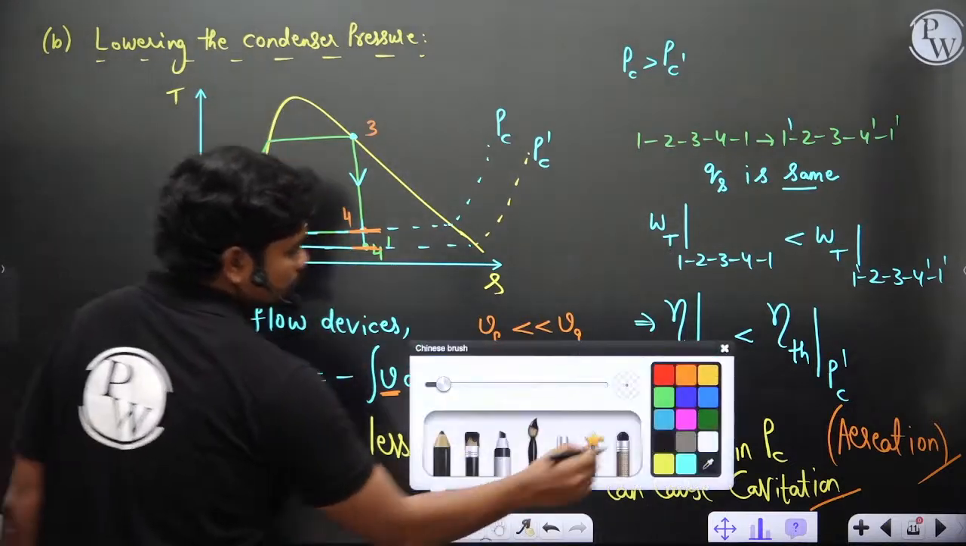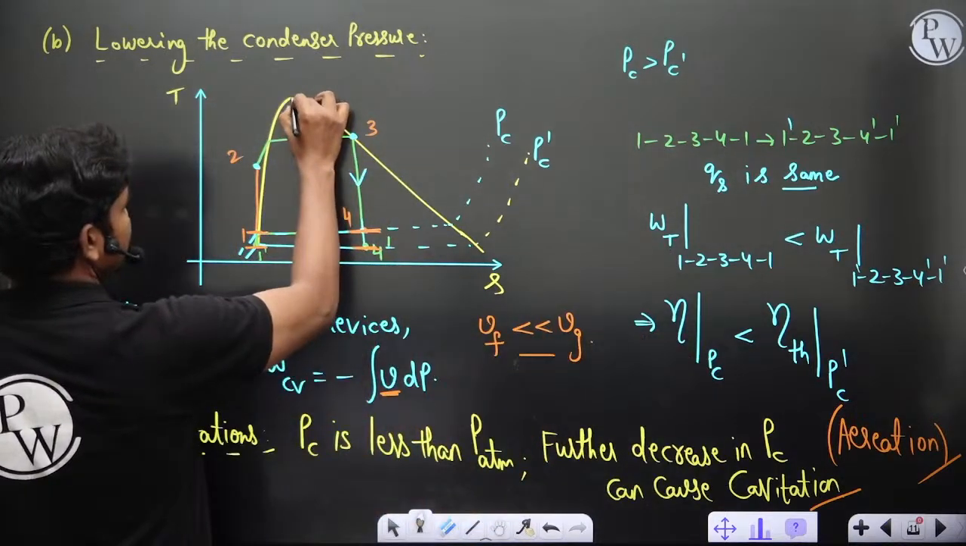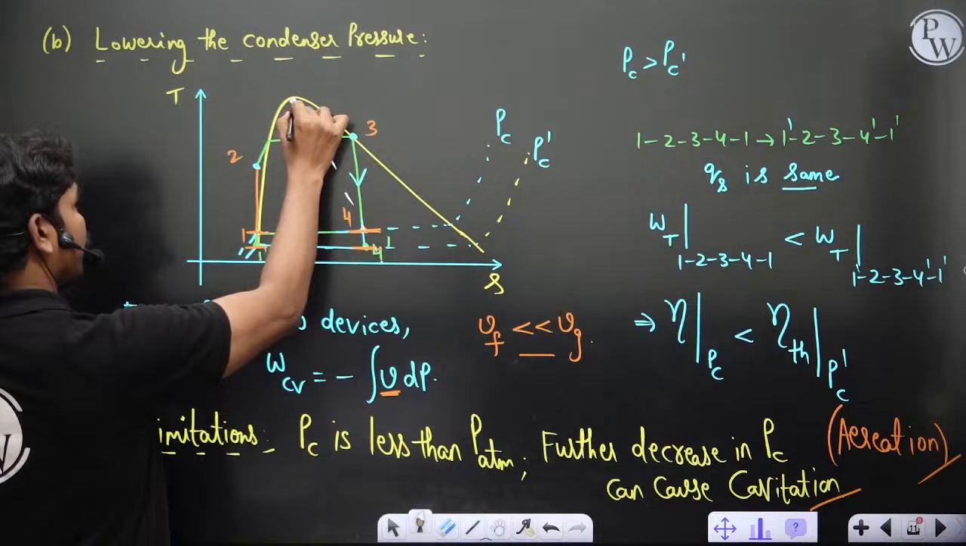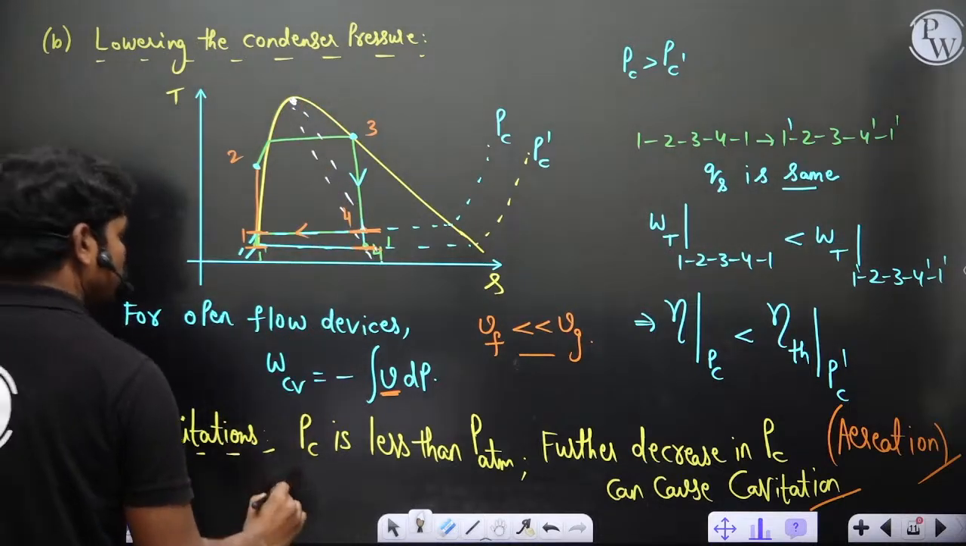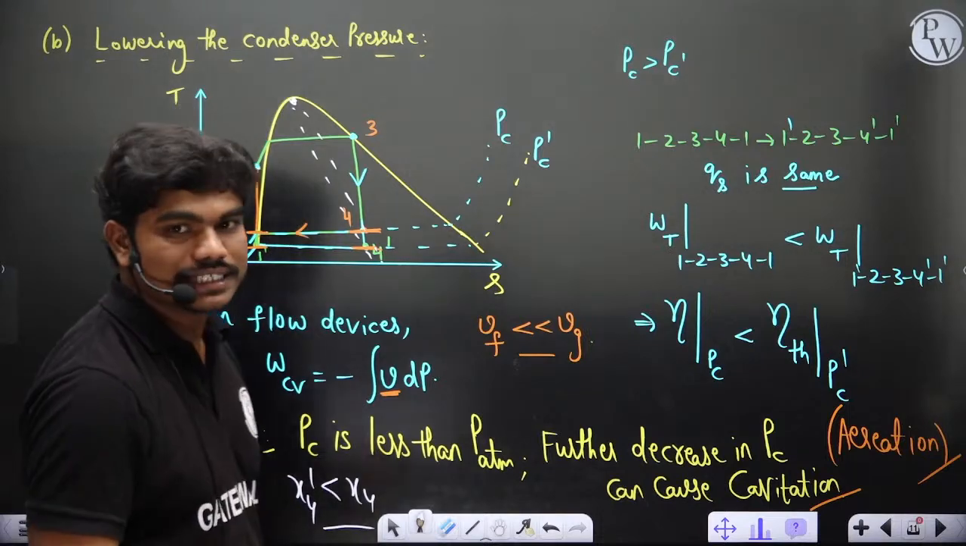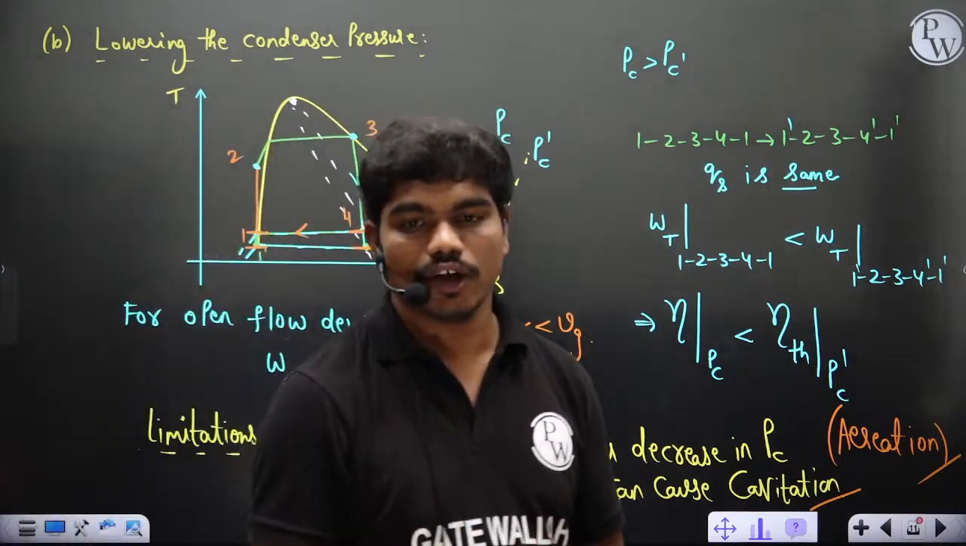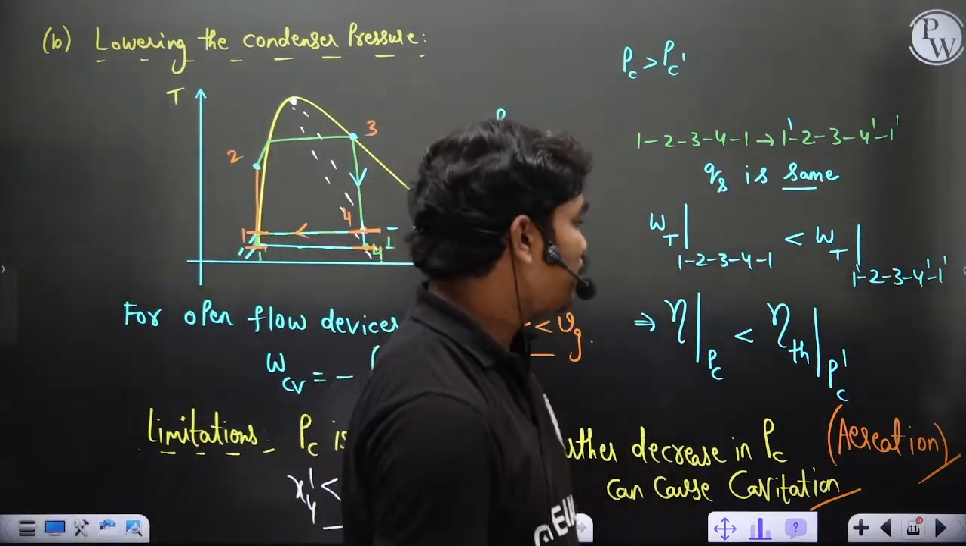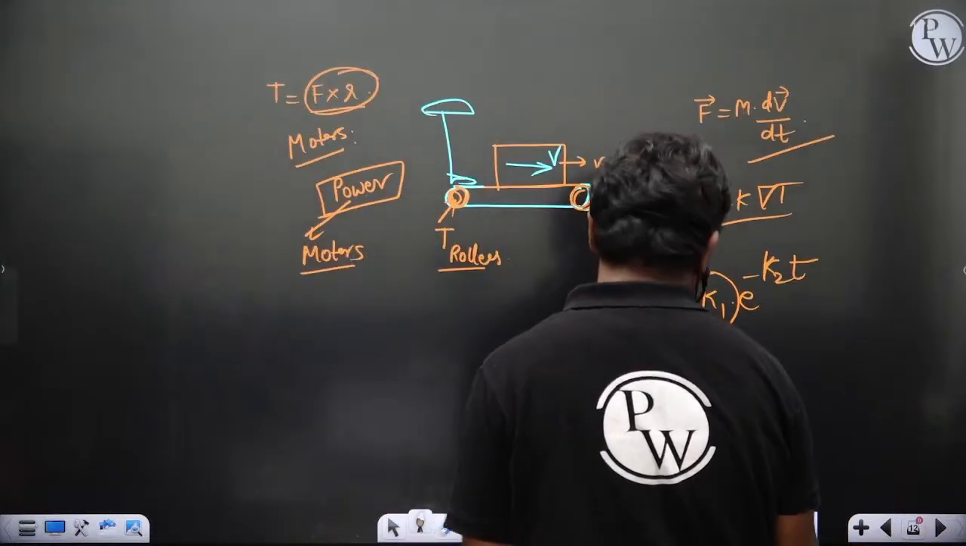Also, you can understand something here. X4 dash is less than X4. Again, the dryness fraction will decrease, and the turbine blades and all these things get affected. Okay, now let's see the third way which we generally use.